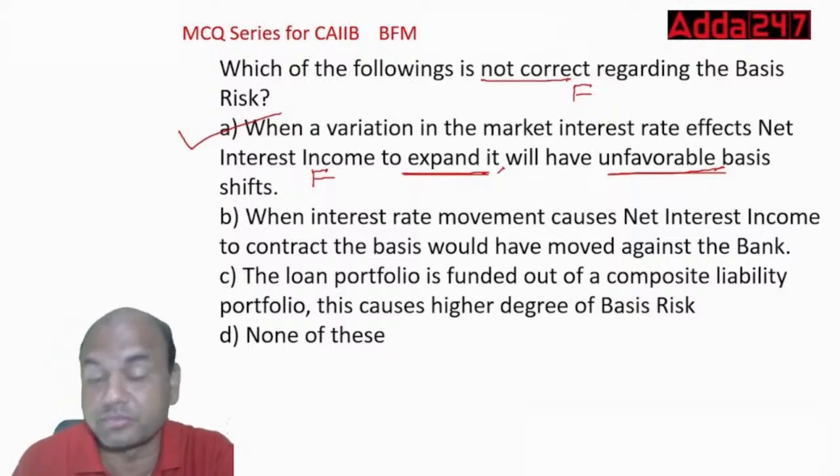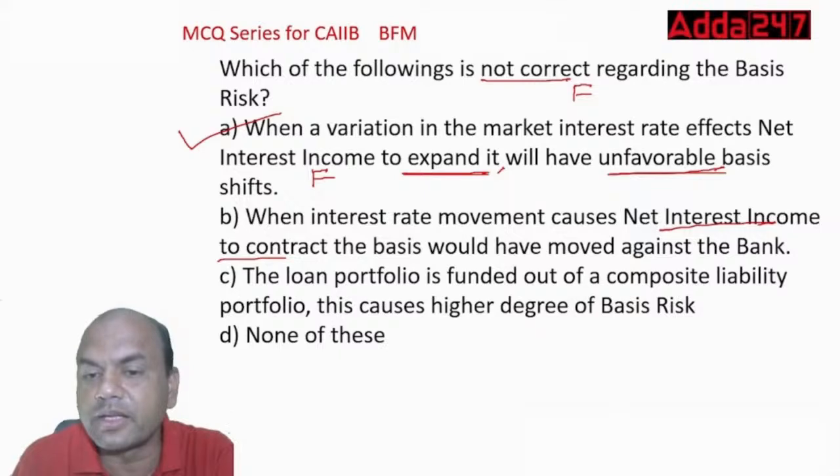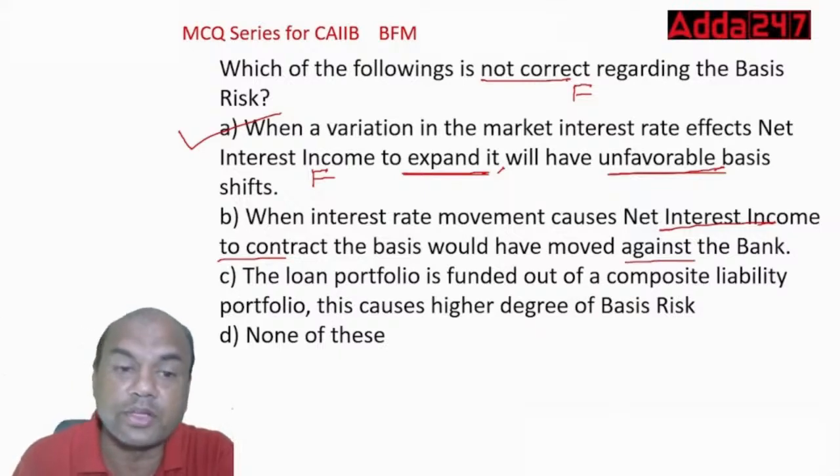But then also, today we'll do it. In exam, don't do it. Exam, just move on. Okay. When the interest rate movement causes net interest income to contract, the basis would be moved against the bank. So obviously, net interest income to contract. Contract means it is against me, unfavorable to me, isn't it? So that's why B is true. So this is not the answer.